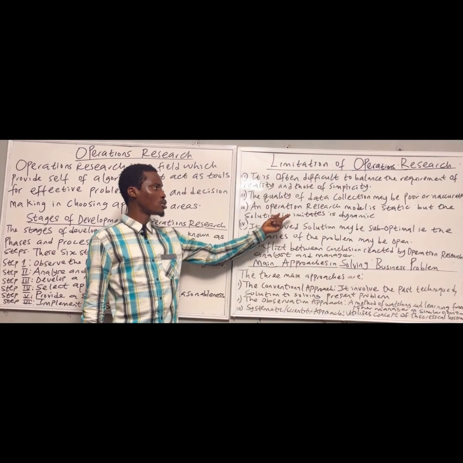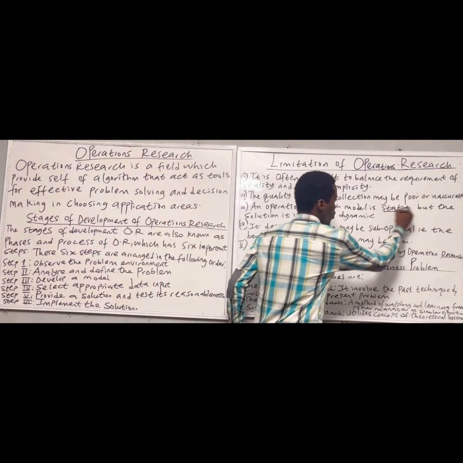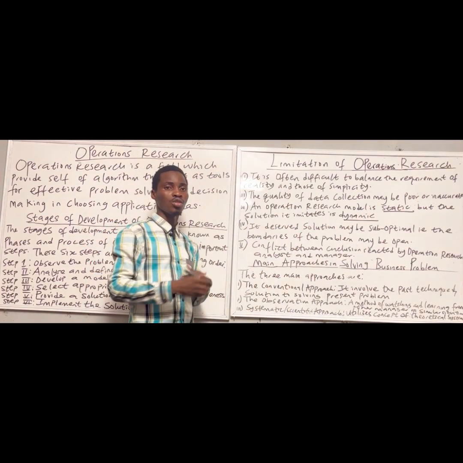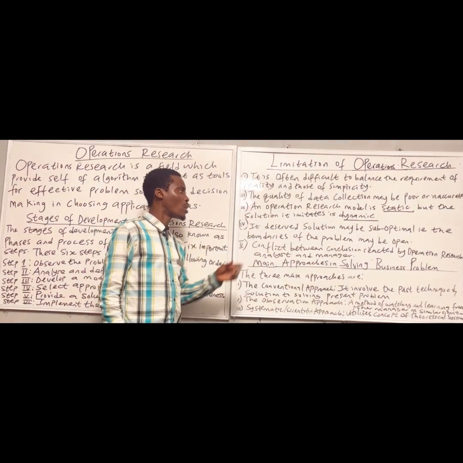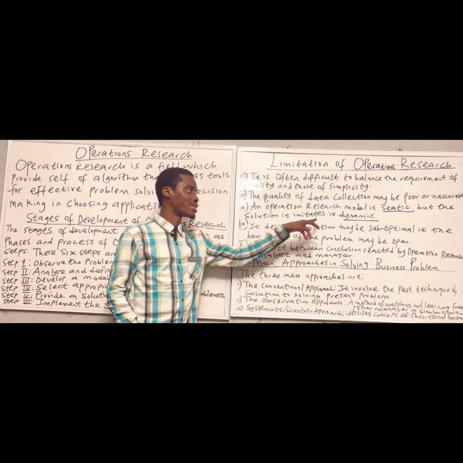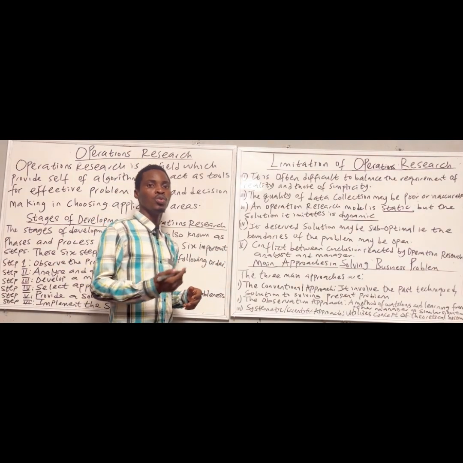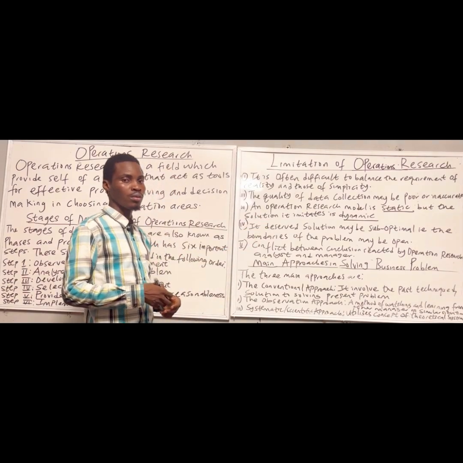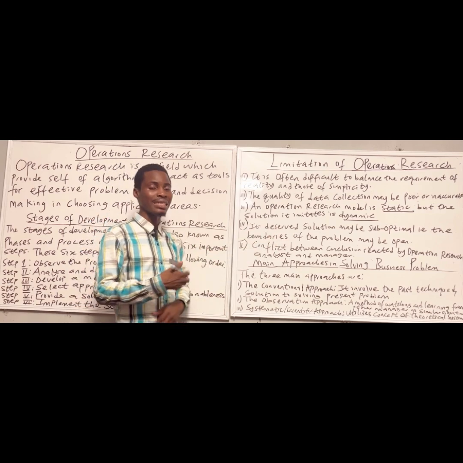Then three is what? An operation research model is static, but the solution is immediate, is dynamic. When we talk about static, it is when something does not change with time, and when we talk about dynamic, it deals with changes with time. So an operation research model does not change with time, but the solution changes with time. When it deals with time, we don't know the time that is going to be considered, so it takes a lot of time to find a solution. That's why an operation research model is static, but the solution is dynamic.